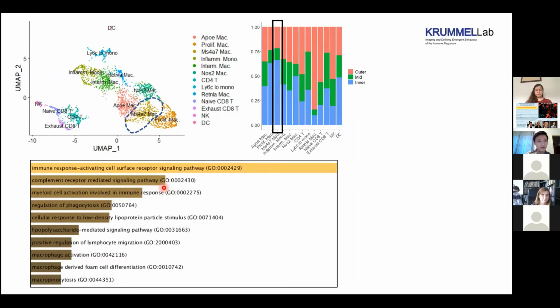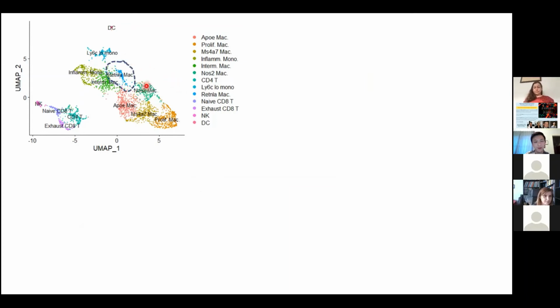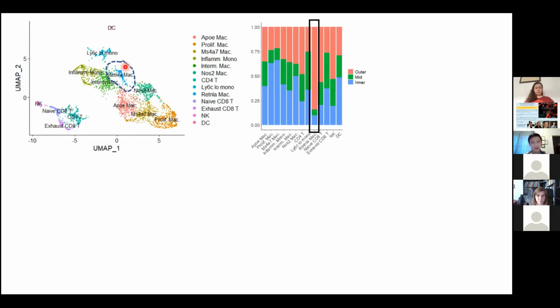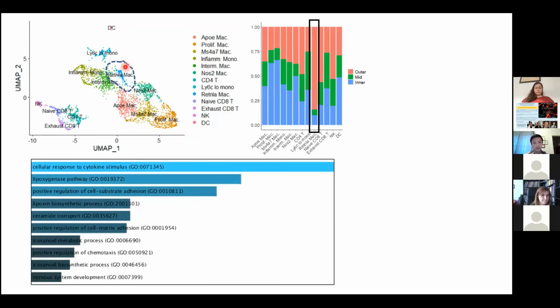But then I'd like to refocus our attention to these retnla macrophages, so this blue population up here in this corner. Although it's relatively rare compared to the other macrophage populations, one thing we noticed was that it's very, very strongly localized towards the outer compartment, just along the rim of the tumor. And when we do our GO analysis of its unique identifying genes, we see the cellular response to cytokine stimulus. It's just a general catch-all. But then what we thought was very interesting was this enrichment for these lipoxygenase and leukotriene biosynthetic processes, which generate these inflammatory molecules.